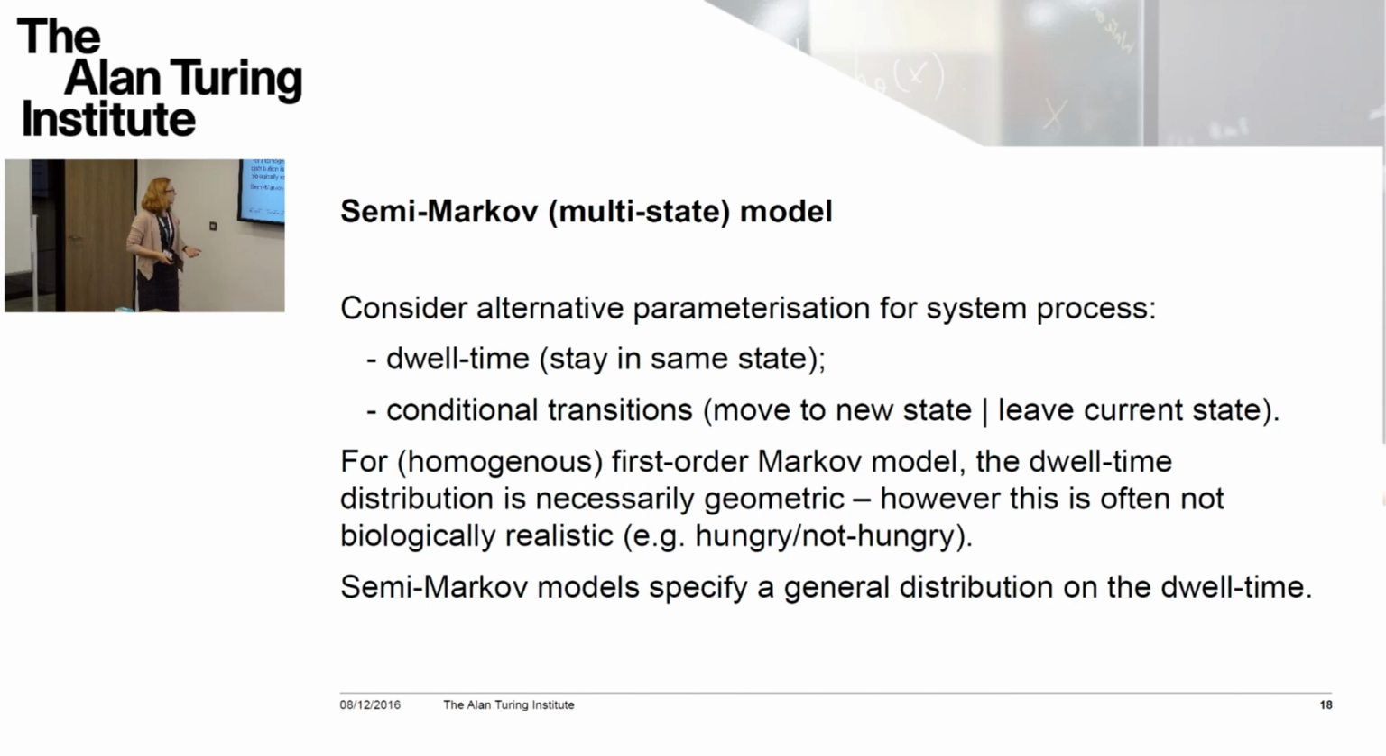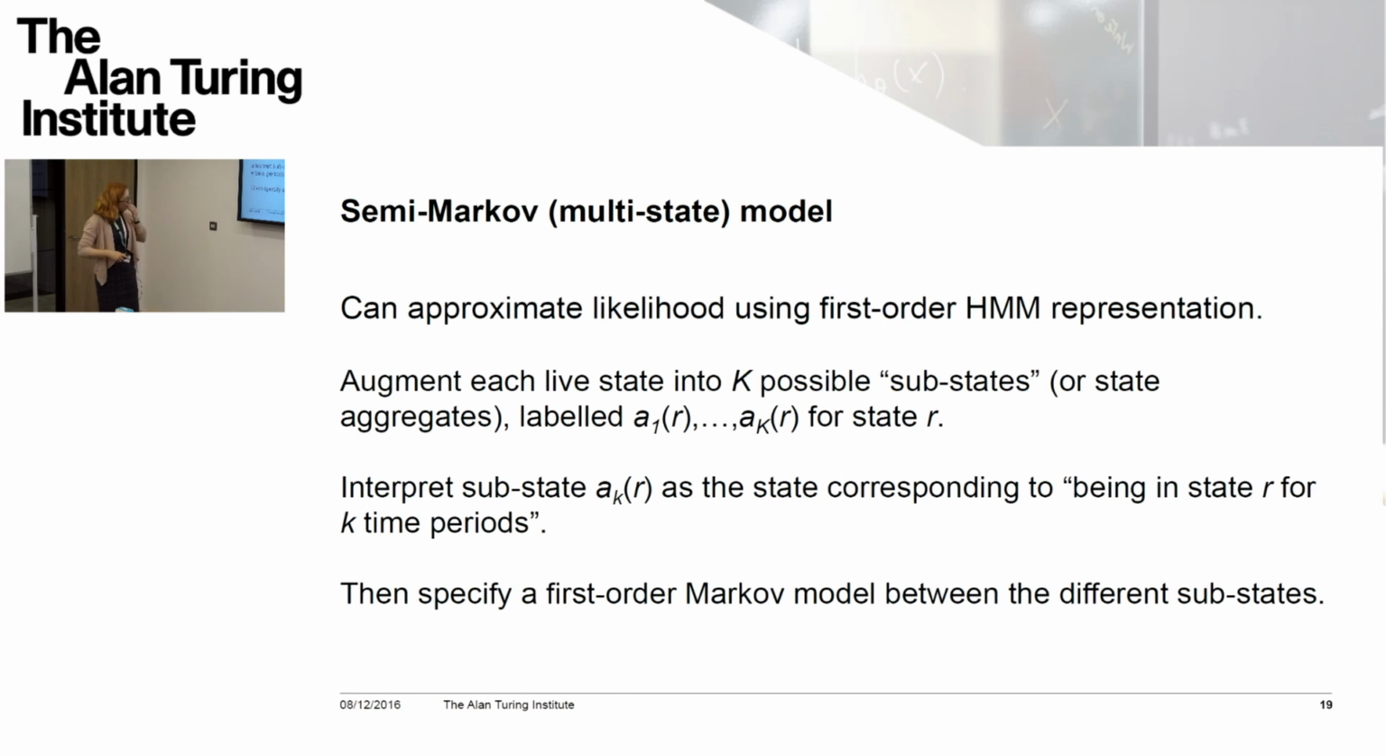So for the first order hidden Markov model, the dwell time distribution is necessarily geometric. But we can relax that assumption and specify anything we like. And we did that. And the nice thing is, because of the hidden Markov model structure we've specified for the capture-recapture, we could just borrow from their literature. They've got lots of machinery in the HMM world, and we could just port them straight into our problem.